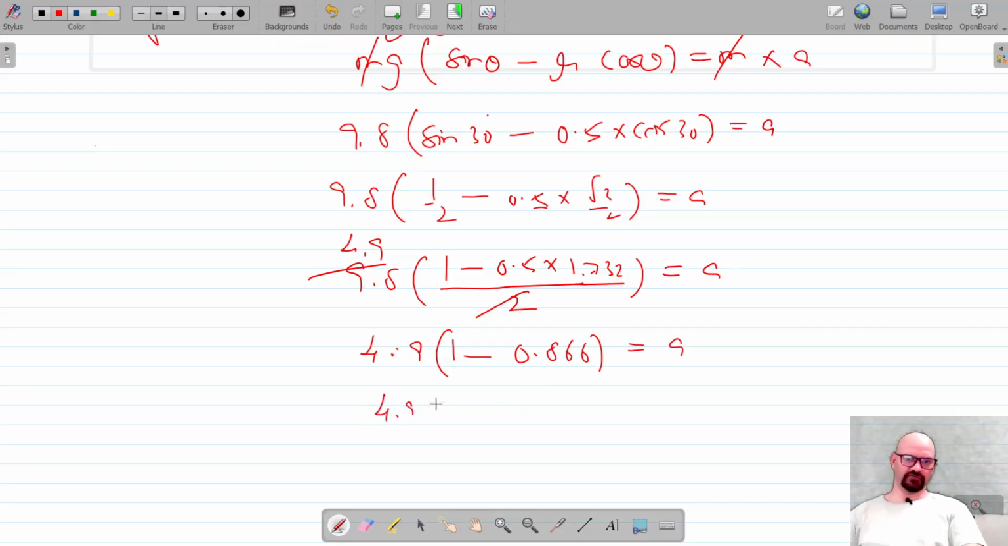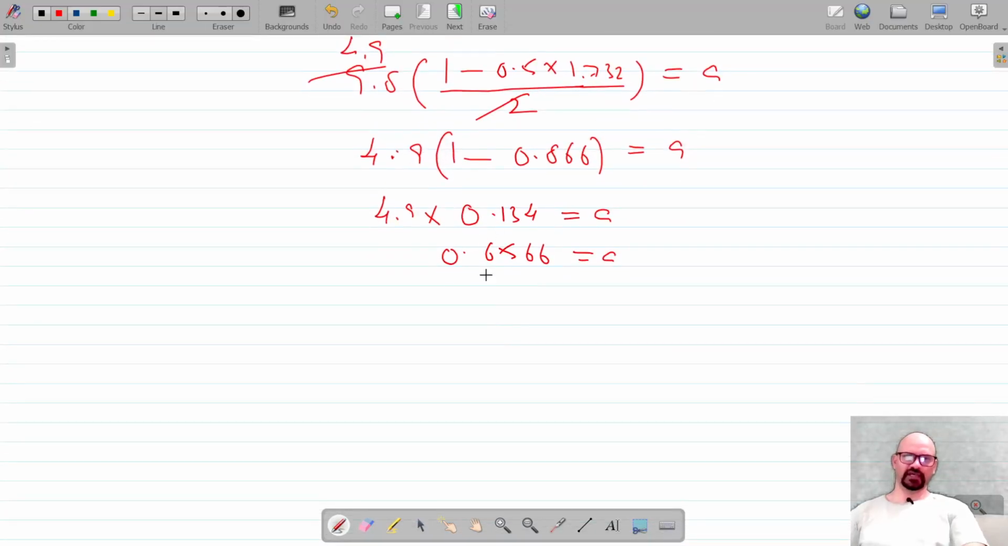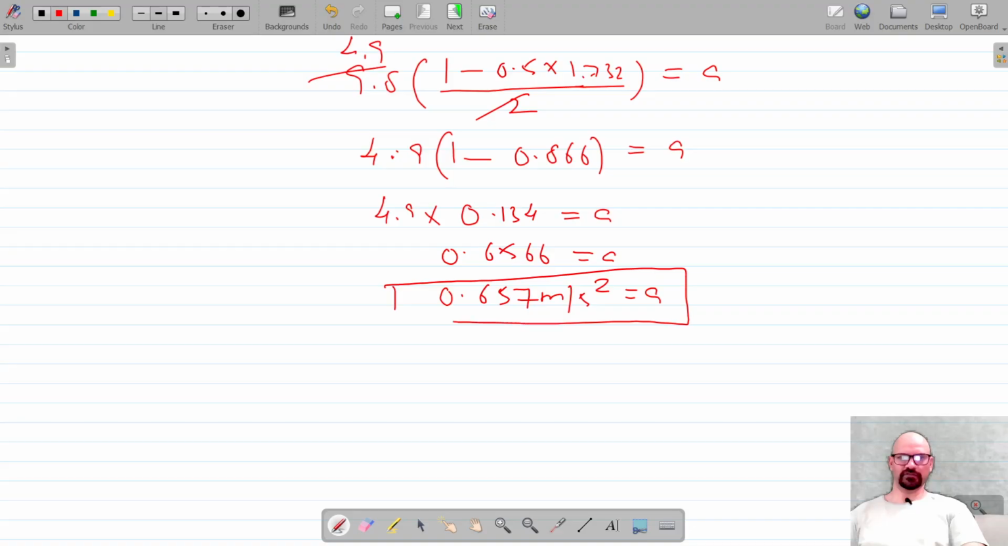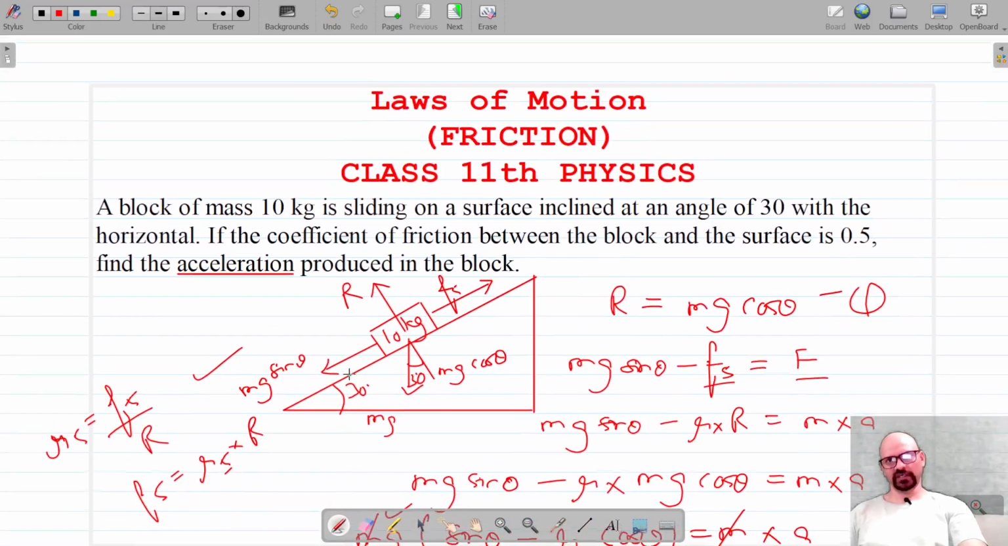And now let's multiply 4.9 into 1 minus 0.866, which is 0.134, which shall give us the acceleration. And if you multiply this, 4.9 multiplied with 0.134, that should give us 0.6566. 0.6566 is the acceleration, and let's round it off to two significant figures. 0.67 meter per second square is the acceleration produced in the block on this inclined plane. Thank you for watching.